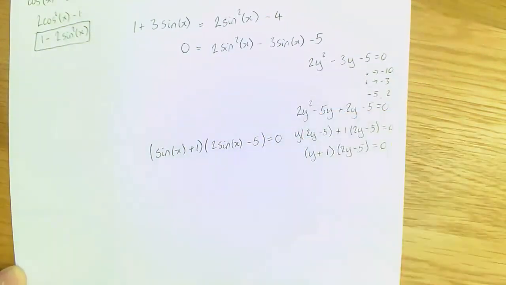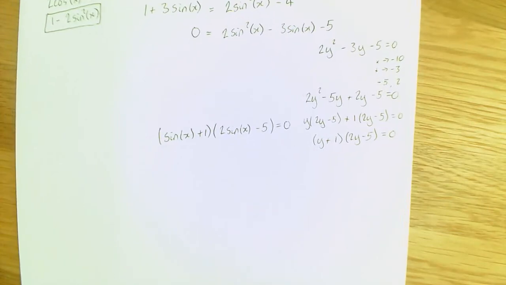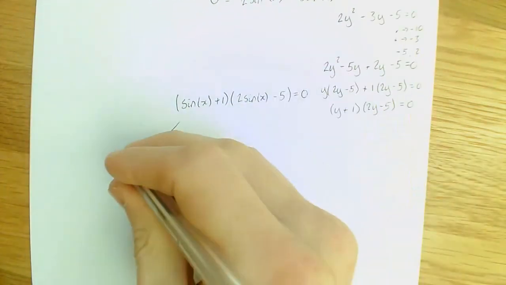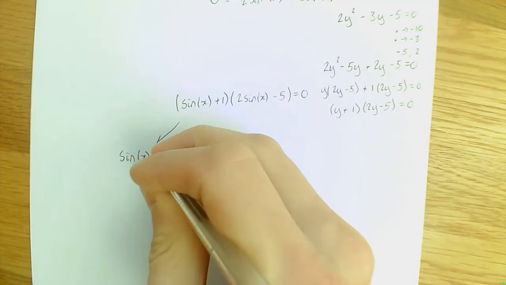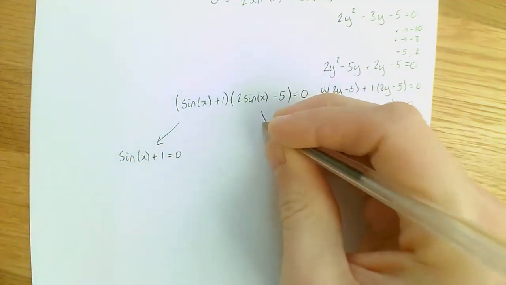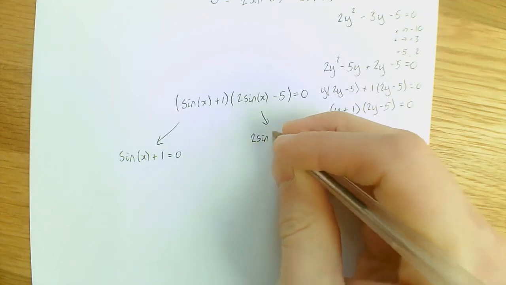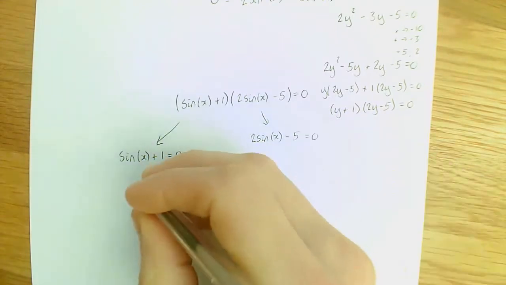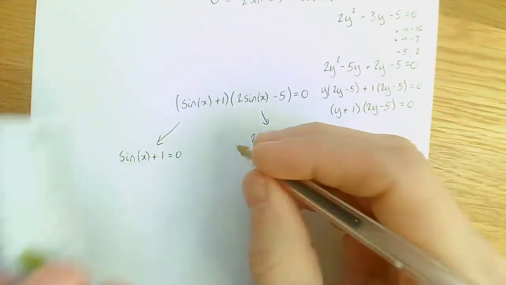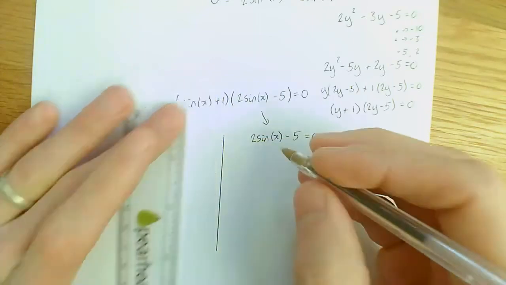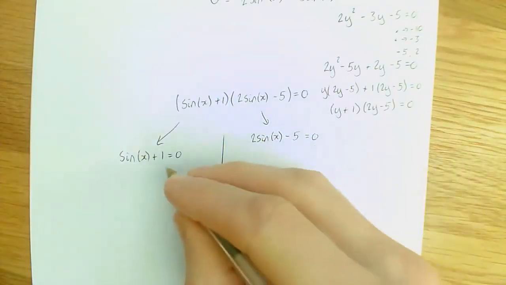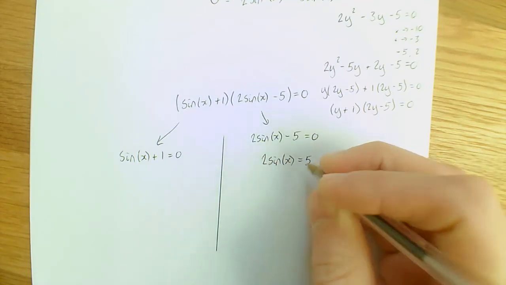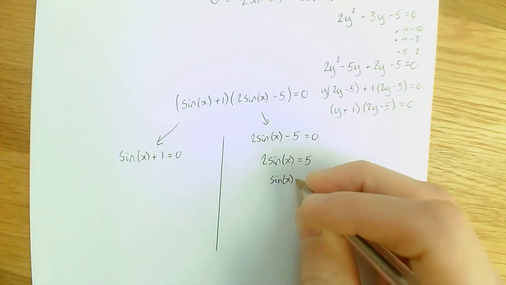And those equal 0. Quite a bit of work in this to rearrange, but we are now down to this bit where we've got two trig equations. We've either got sine of x plus 1 equals 0, or we have 2 sine x minus 5 equals 0. Now, actually, cunningly, I've picked quite a nice example here, because if we rearrange this side, I'll come back to this one in a second. If we rearrange this side, we get 2 sine x equals 5. So sine x equals 5 over 2.